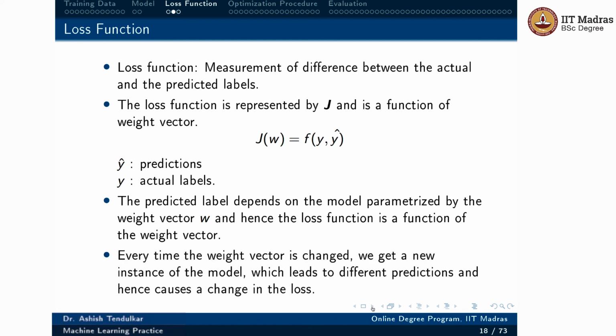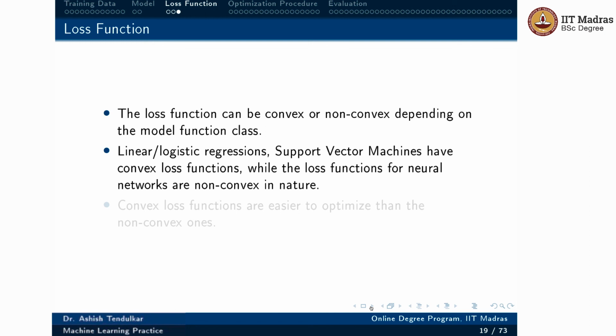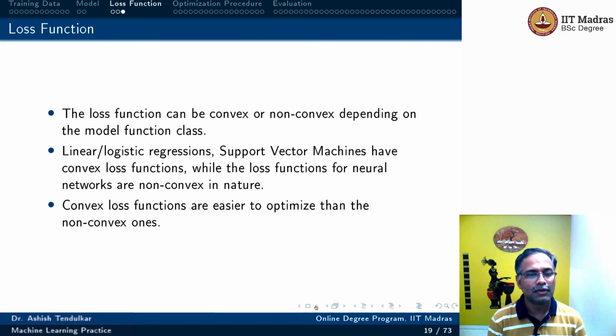Every time the weight vector is changed, we get a new instance of the model, which leads to different predictions and hence causes a change in the loss value. The loss function can be convex or non-convex depending on the model function class. Linear and logistic regression and support vector machines have a convex loss function, while the loss functions for neural networks are non-convex in nature. The convex loss functions are easier to optimize than the non-convex ones.